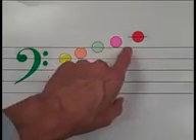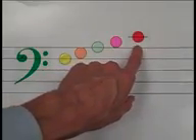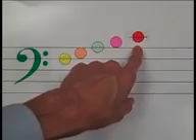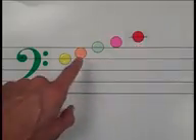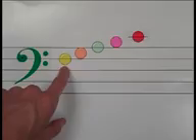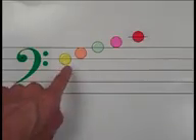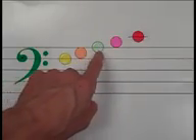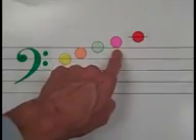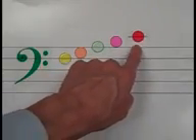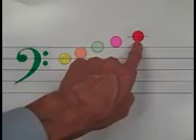This note was B, so what would be a step higher? If you said C, you're correct. Let's try naming all of the notes. Ready? Try to say it with me. F, G, A, B, C. This note happens to be middle C.